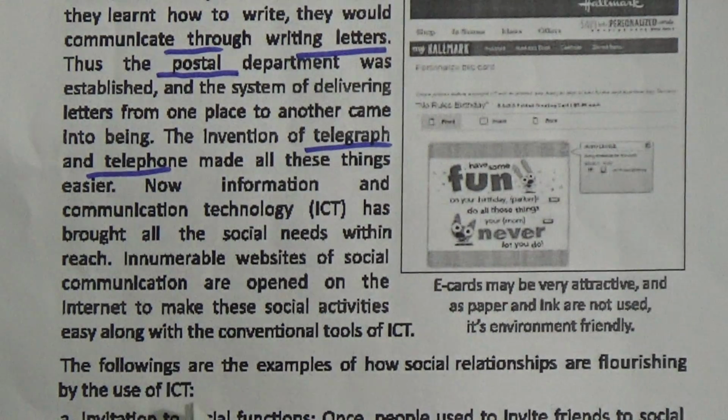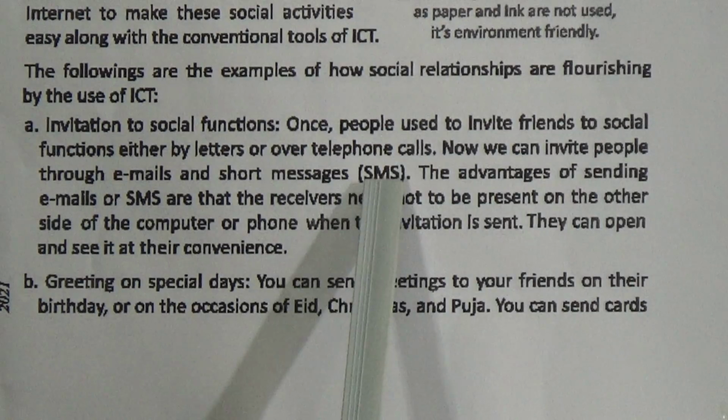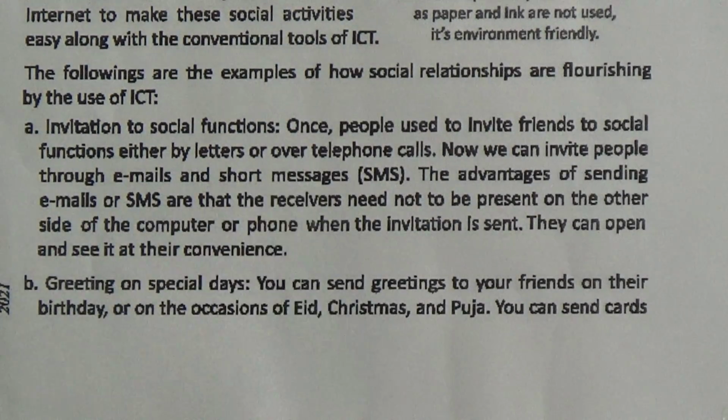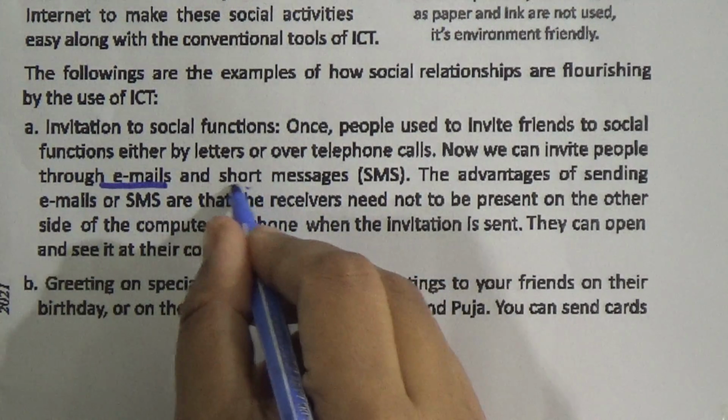The following are examples of how social relationships are flourishing by the use of ICT. By the help of ICT, how can we flourish our social relationship? First one, number A, invitation to social function. Once people used to invite friends to social functions either by letters or over telephone calls. But now we can invite people through email and short messages.